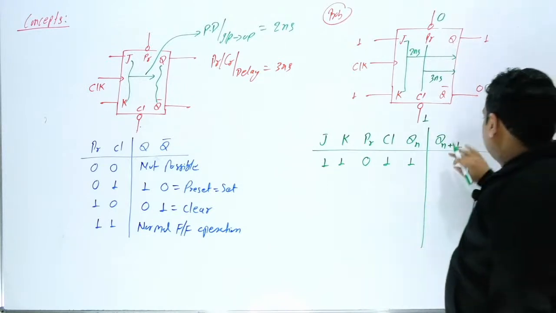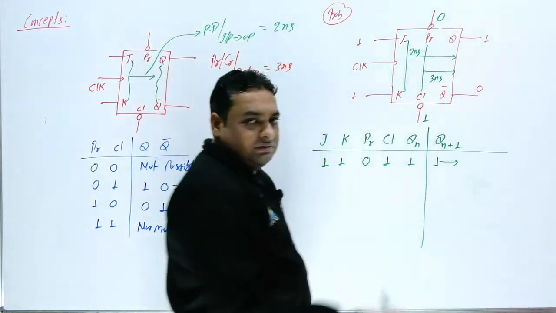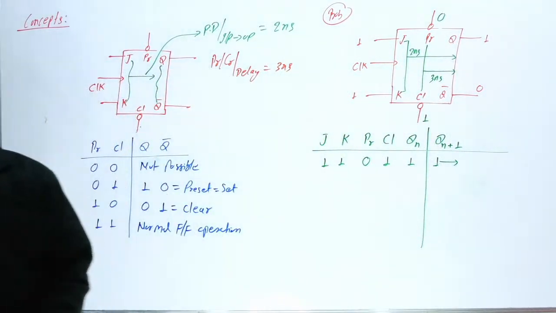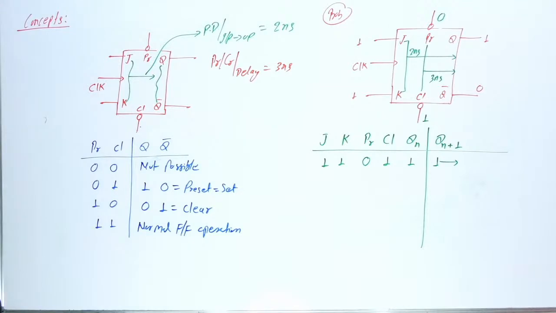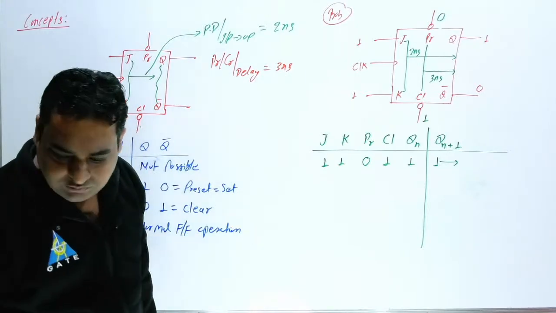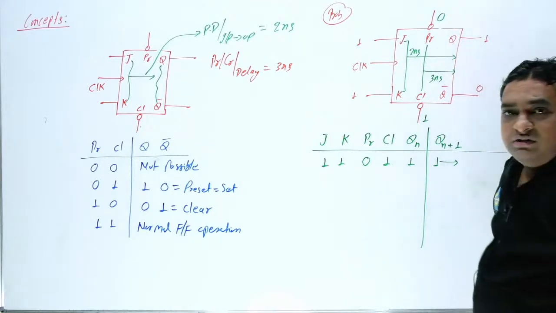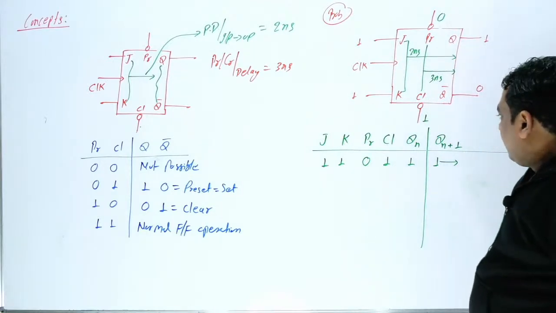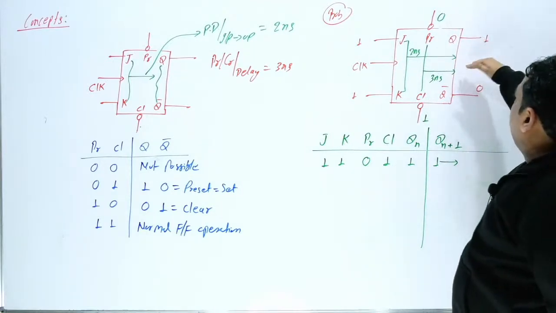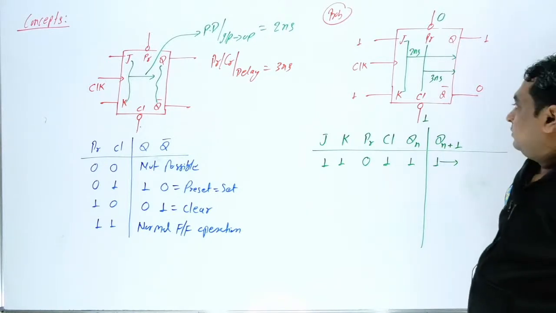Initially this was 1. Then after how much time will it be modified? Think here and give me the answer. After how much time will this output change, and what will be the output?